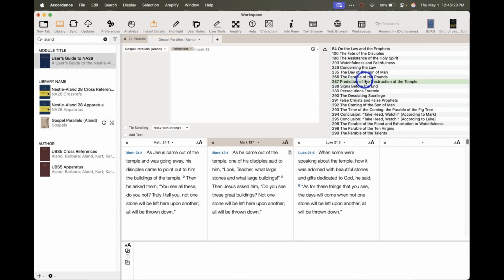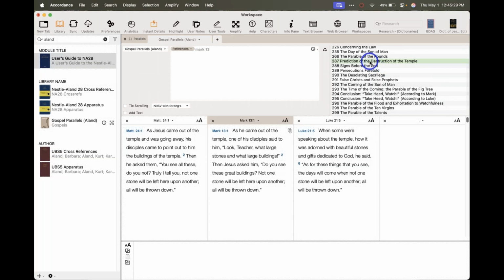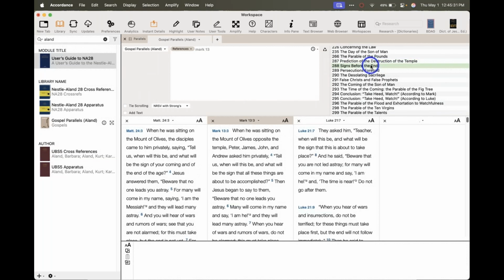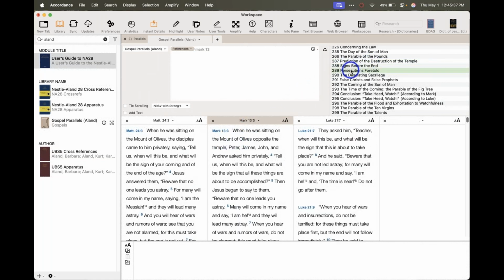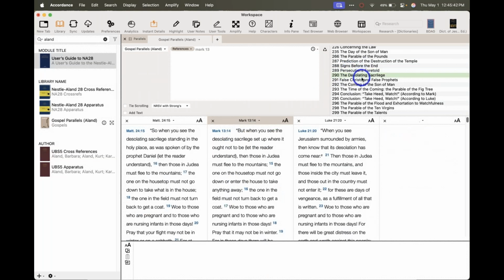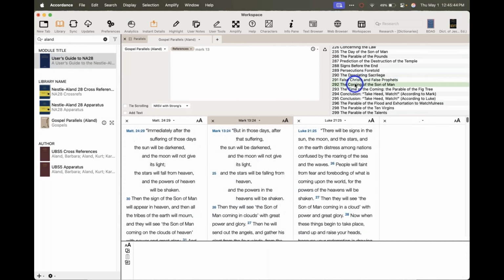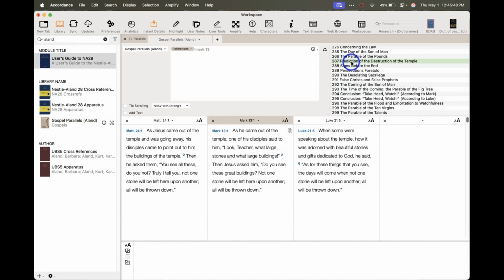But what I would suggest is, go through these ones that look like they're disjointed, but then really pay attention. You're going to get things grouped in sequence here. So prediction of the destruction of the temple, signs before the end. So notice now we've got Mark 13:1, Mark 13:3, persecutions foretold, Mark 13:9. So we are advancing more according to the chapter in verse order. So that's how I would navigate the tool starting here.